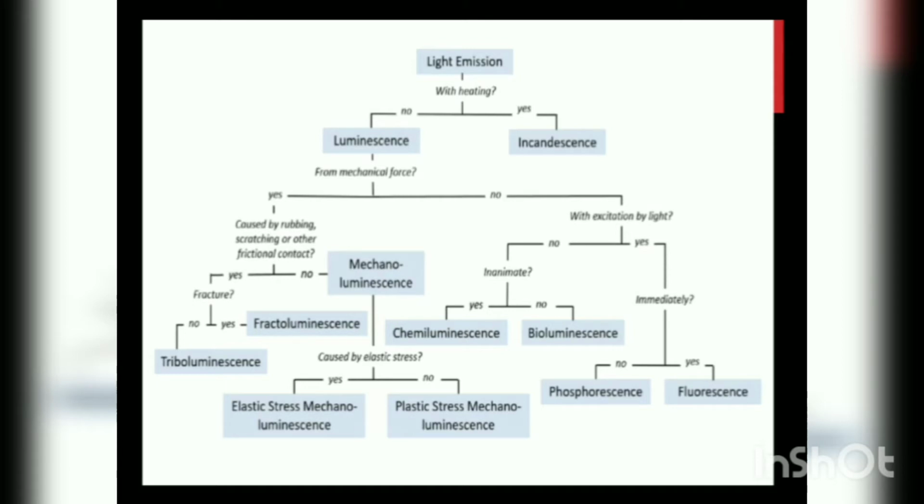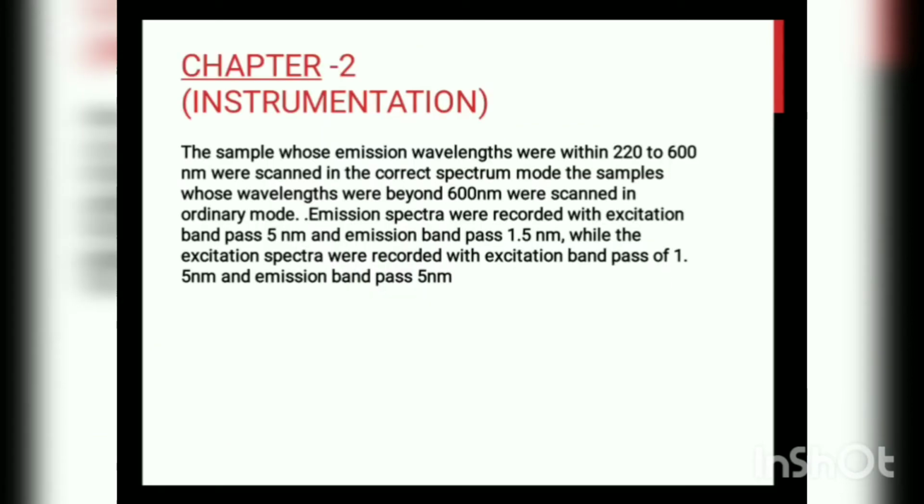Now this is the flow chart of the types of luminescence. The types are chemiluminescence, triboluminescence, cathodoluminescence, electroluminescence, photoluminescence, thermoluminescence, and radioluminescence. Each process mentioned above has its own significance and advantage in the field of science and technology. Emphasis in this present review has been given to the study of the basic phenomenon of luminescence. Now, chapter number 2, Instrumentation.